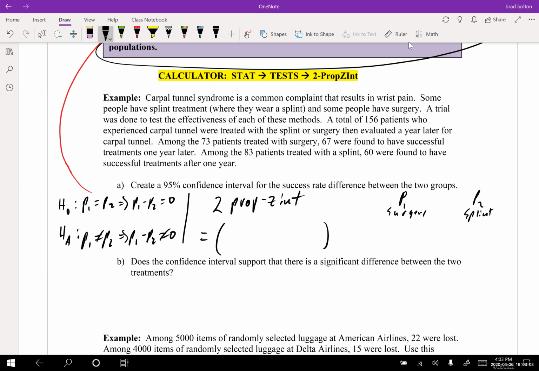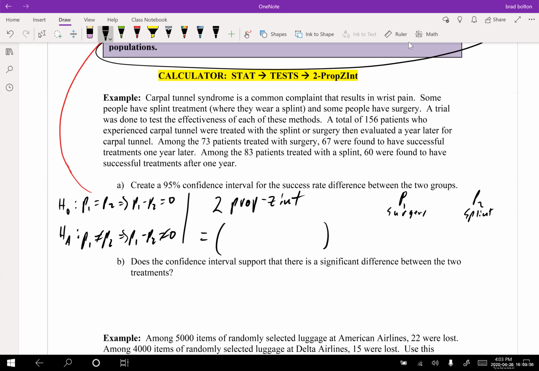Okay, so it says carpal tunnel syndrome is a common complaint that results in wrist pain. Some people have splint treatment where they are splinted, and some people have surgery. A trial was done to test the effectiveness of these methods. A total of 156 patients who experienced carpal tunnel were treated with a splint or surgery, then evaluated later for carpal tunnel. Among the 73 patients treated with surgery, 67 were found to have successful treatment 1 year later.